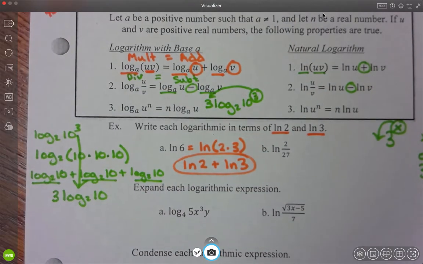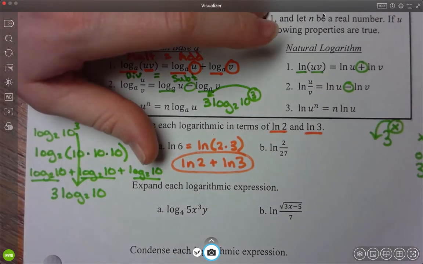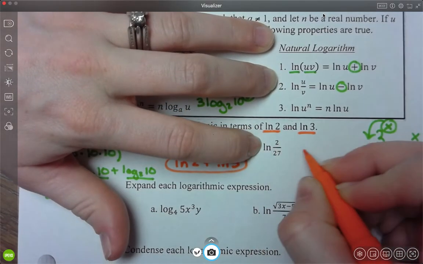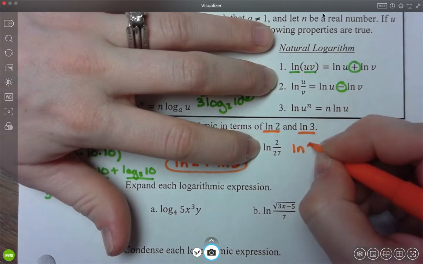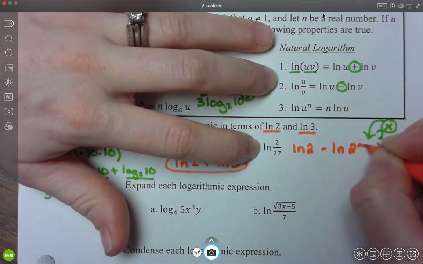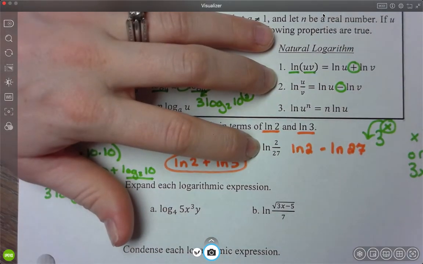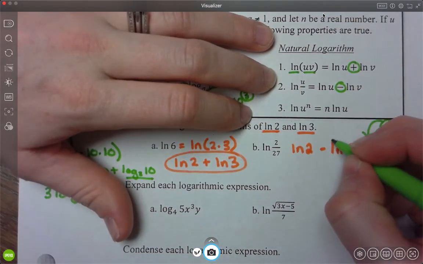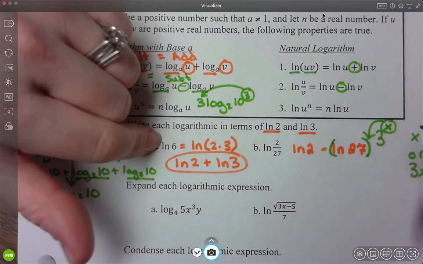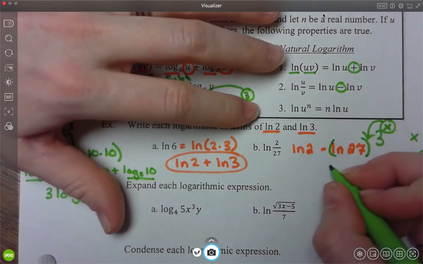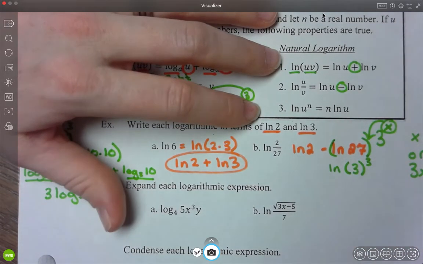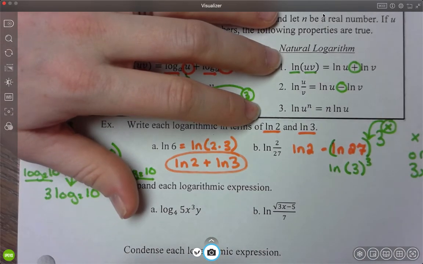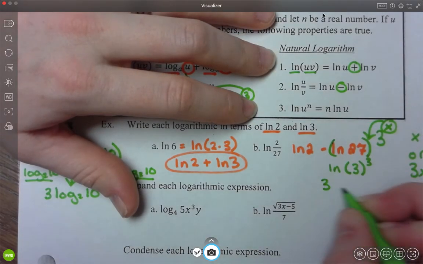This one here, I have ln of 2 divided by 27. Well, what the heck is the 27 coming into play? Well, let's do this. If I separate those two, division means subtract. So I can first say ln of 2 minus ln of 27, right? Division means subtract, so I'm subtracting those two. And then we're going to break down this 27 just like we did with the 6. This guy is going to be ln of 3, and we can write that as 3 to the third power, I guess. That would be kind of cool. And then we can bring that 3 down in front, right? So ln of 27 is 3 to the third power, which would be 3 ln 3.